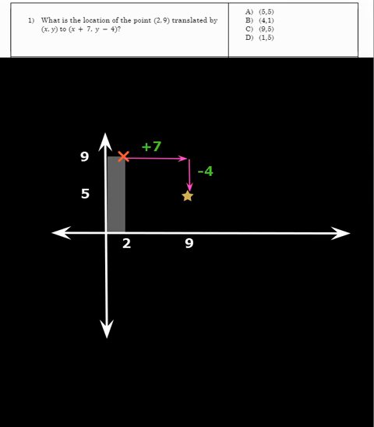SAT, lesson number 12, transformations 1, 13 question mini set. Question 1. What is the location of the point (2, 9) when translated by (x, y) to (x + 7, y - 4)?